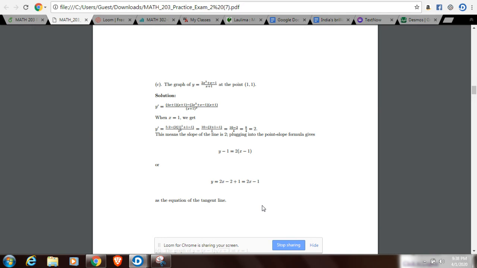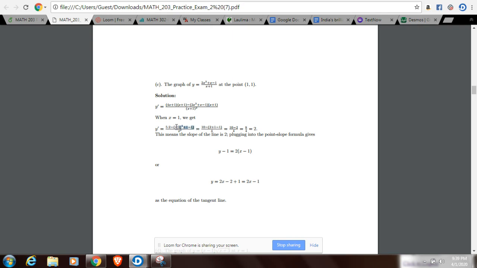Same thing here, again, it's the quotient rule. y is 2x squared plus x minus 1 over x plus 1. Differentiate, we get 4x plus 1 times x plus 1 minus 2x squared plus x minus 1 times, okay, this actually should be 1, since the derivative of x plus 1 is just 1. So this was slightly inaccurate.